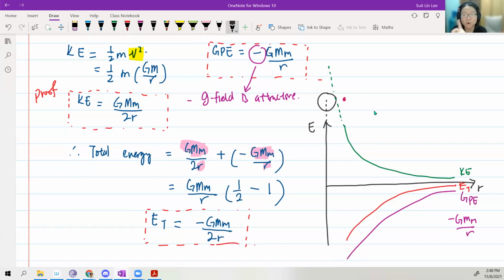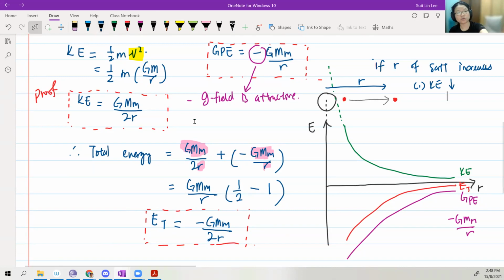Question. When my satellite's R increases, let's say I move my satellite to a higher orbit. So let me write here: if the distance of the satellite from the center of the Earth, here to here is your R, if R of the satellite increases, what happens to your KE? KE actually decreases. You look at the graph. So KE decreases. You can tell from your equation that when R is bigger, this KE will be smaller.